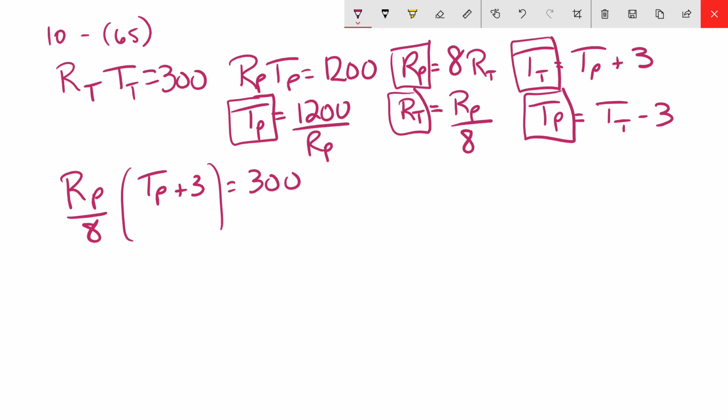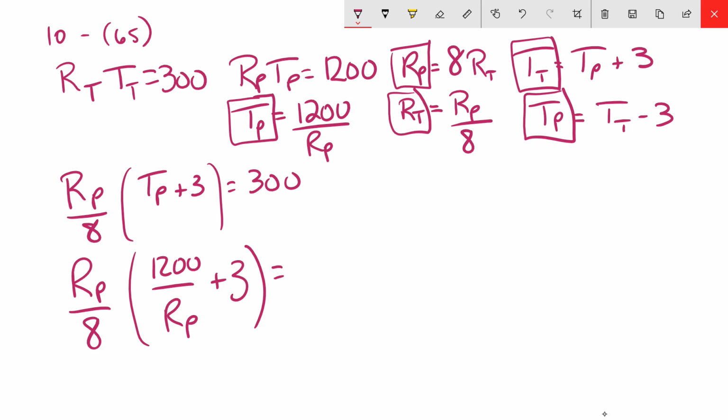All right, so now I still have two variables. I just have two different variables. So what I want to do is look and see through these things up here, is there anything that I have with an RP that would give me a TP? Or is there anything with a TP that would give me an RP? As I look up here, this RP would give me an RT. That doesn't help me. But right here, this TP would give me an RP. So I'm going to put that in. So I have RP over 8 times 1200 over RP plus 3 equals 300.